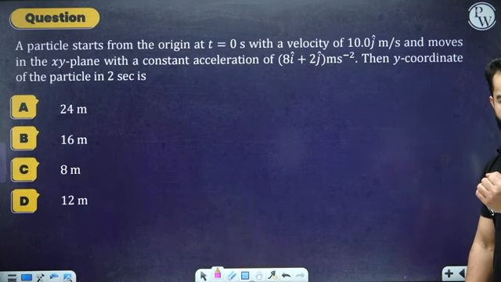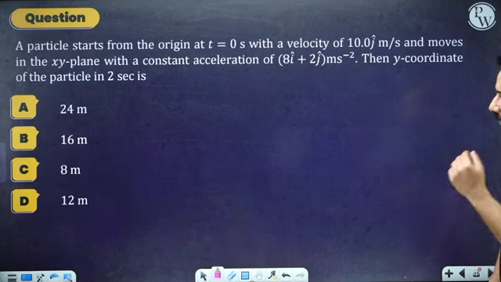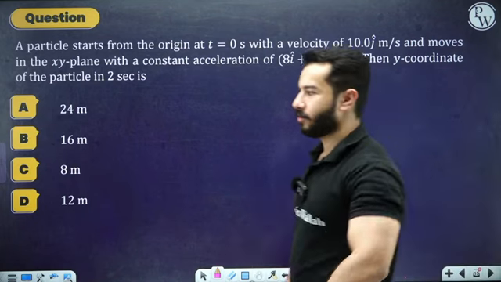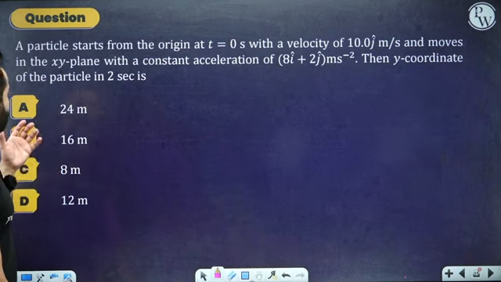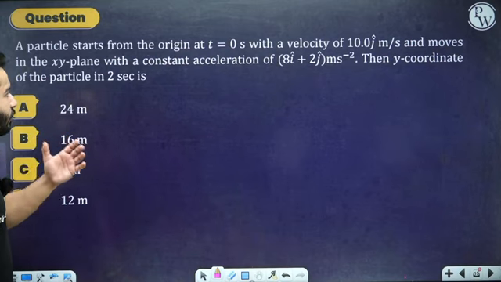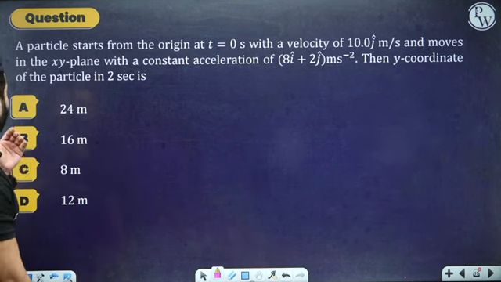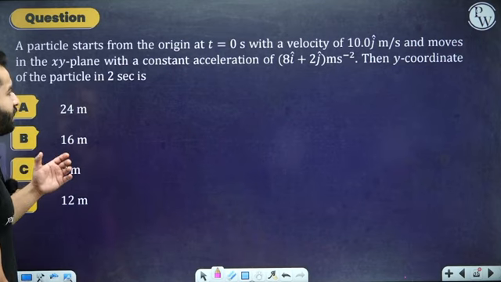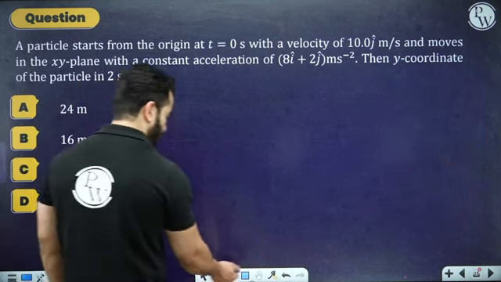Even if you are not able to solve it, okay, fine, unpause it and then see my solution and figure out where you have done the mistake, right? The question says, a particle starts from the origin at t equals 0 with a velocity of 10 j cap meter per second and moves in the xy plane with a constant acceleration of 8 i cap plus 2 j cap. See what they are talking about.